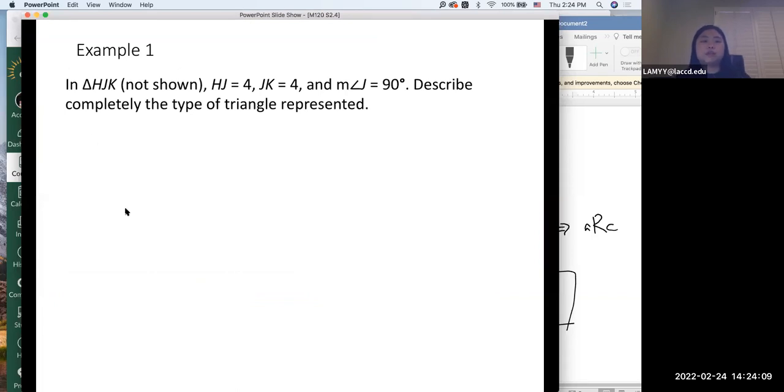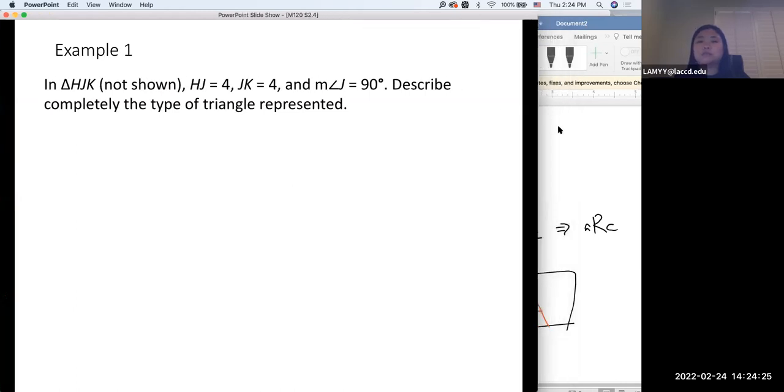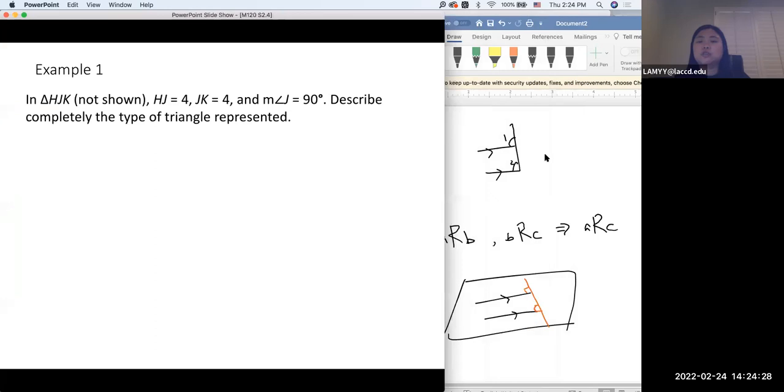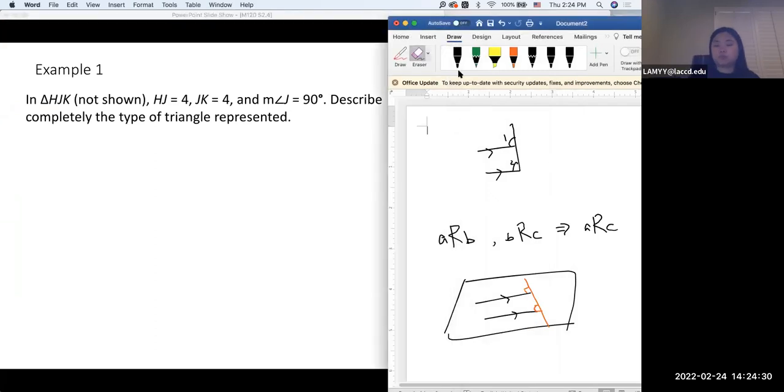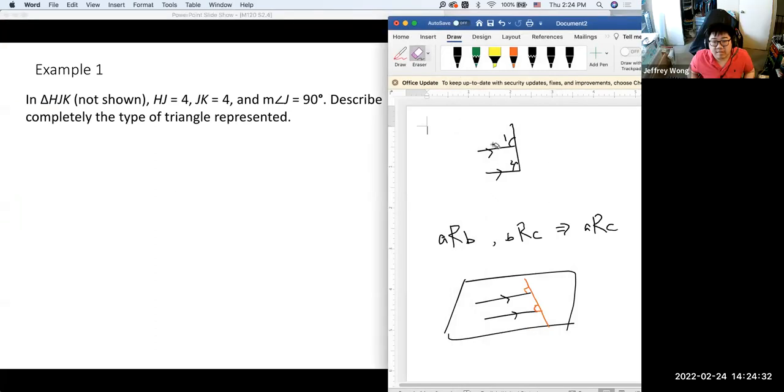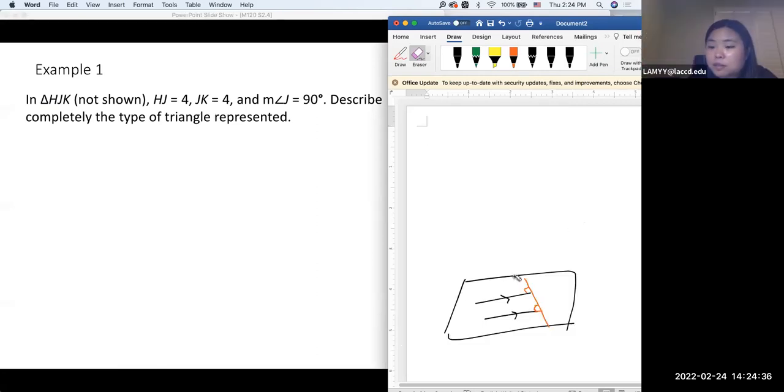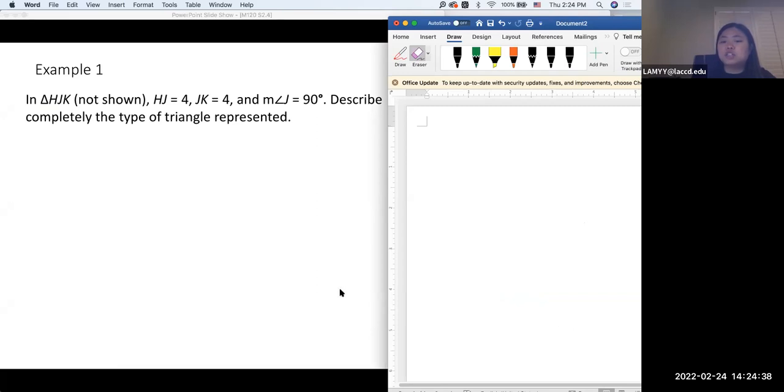Okay, example 1. Triangle HJK, we don't have the picture here. HJ equals 4, JK equals 4, and the measure of angle J equals 90 degrees. Describe completely the type of triangle represented. What kind of triangle is it going to be? Isosceles right triangle. Good.